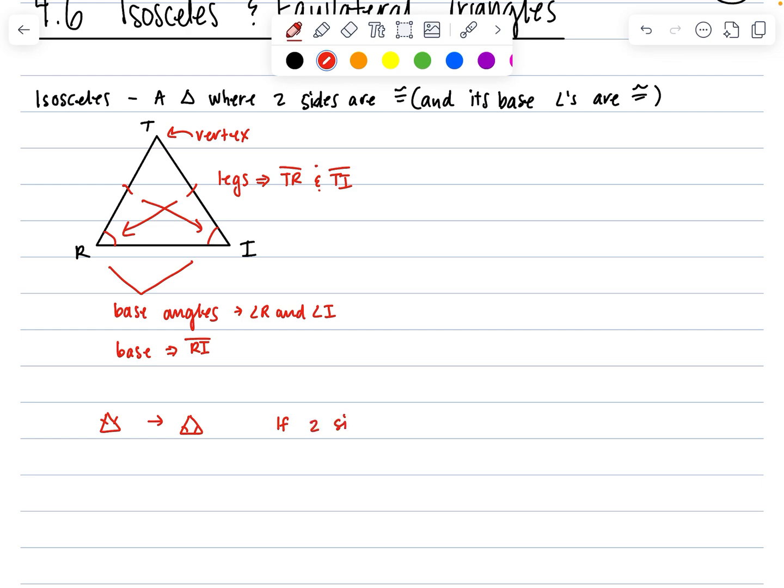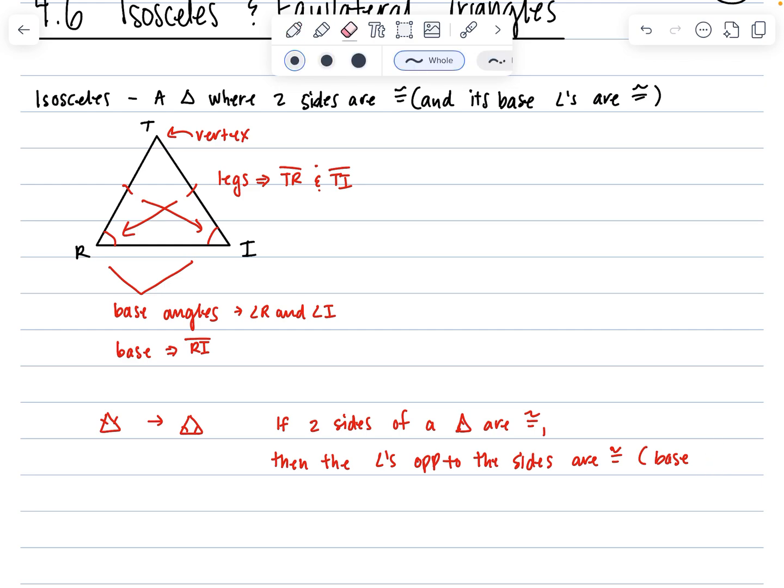If two sides of a triangle are congruent, then the angles opposite to the sides are congruent. And these are the base angles. I'm just putting this in parentheses just as a reference for us. This is not necessarily in the proof. Then the base angles are congruent.